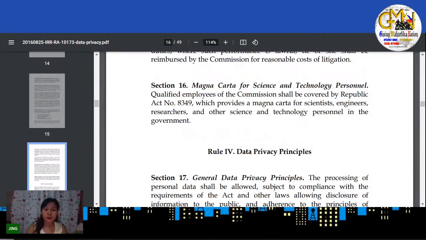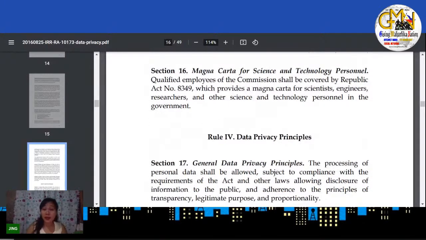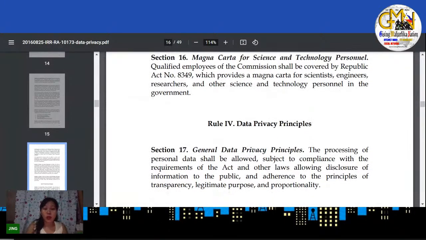Section 16. The Magna Carta for Science and Technology Personnel. Qualified employees of the Commission shall be covered by Republic Act Number 8349, which provides a Magna Carta for scientists, engineers, researchers, and other science and technology personnel in the government.